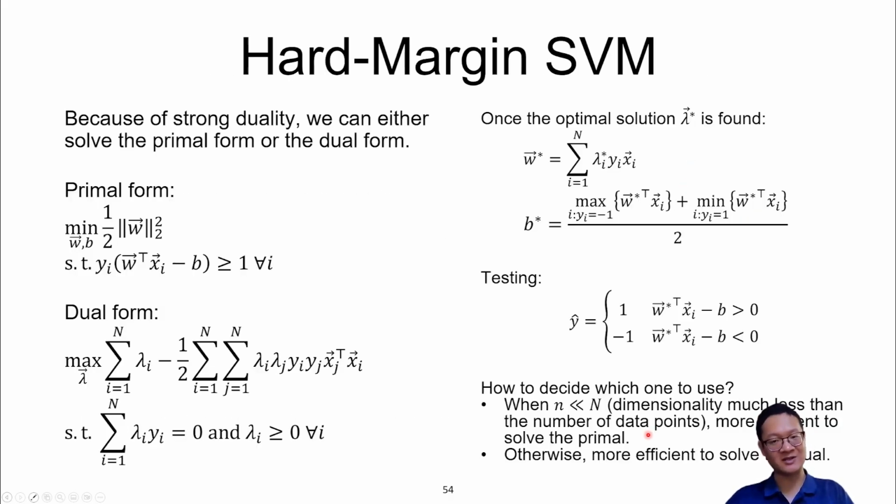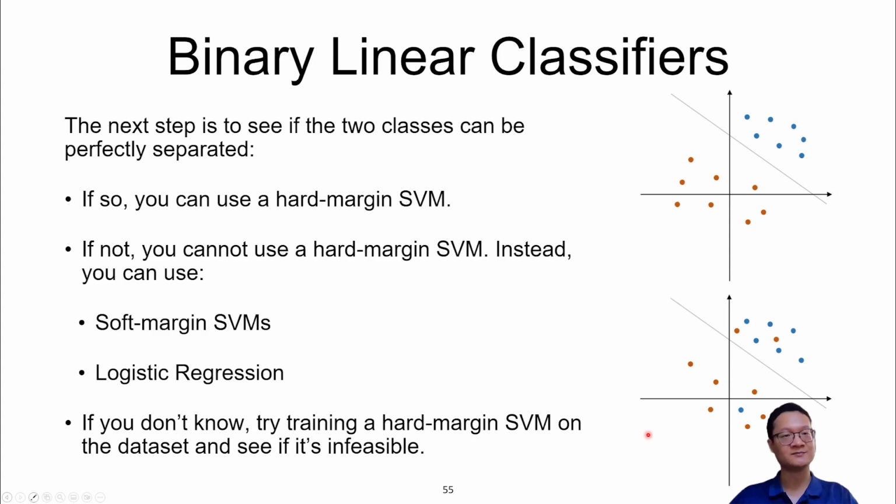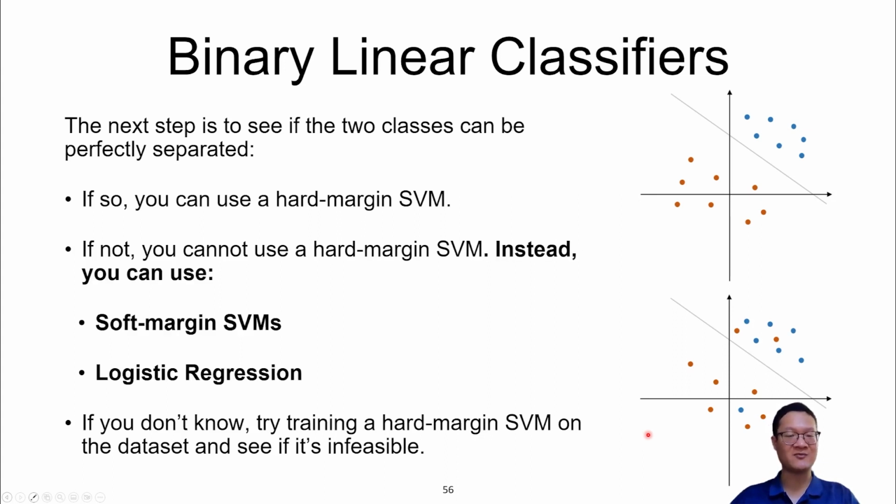But we also saw that the dual problem allowed us to use a kernel trick. So we're going to talk about that a little bit later. Okay, so what if the data points cannot be perfectly separated? Then we can use soft margin SVM or logistic regression.